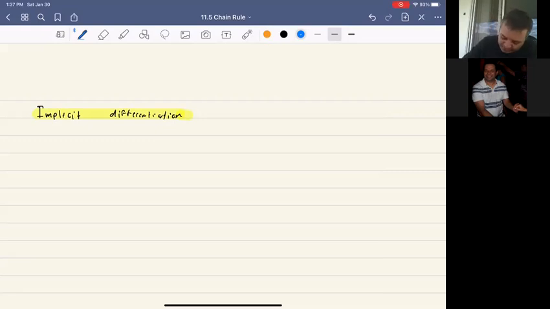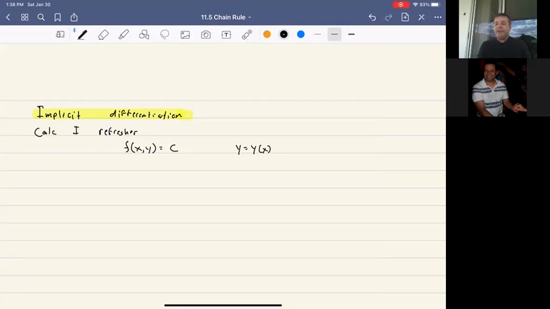Calc 1 refresh. Okay, let's say you have some function of x and y equals c, and you assume that there is a relationship between y and x. Now, you don't actually have to assume it. This is a relationship between y and x. It's just not explicitly defined. It's called implicitly defined.